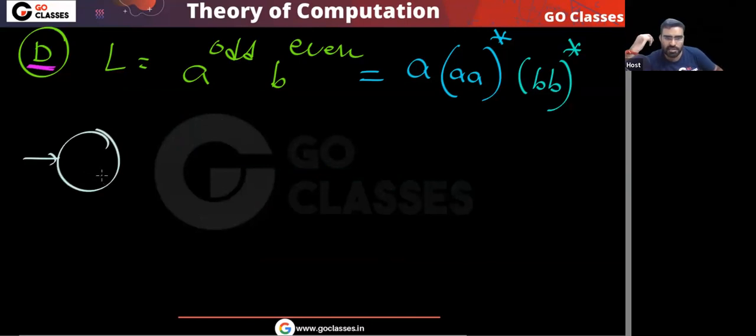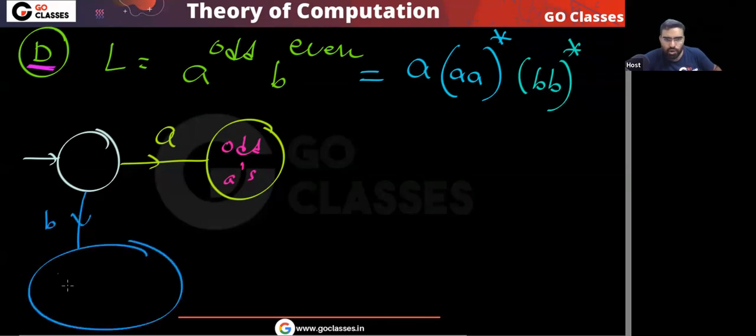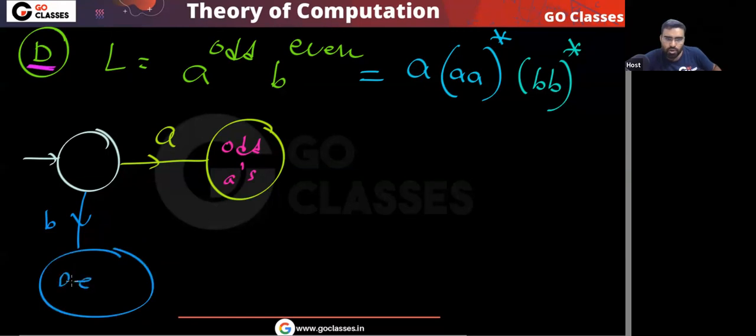This is your initial state. In this initial state, we must have at least one A. Now here we have odd number of A's. In this initial state, if the first symbol is B, what should I do? I should go to dead state because all the hope of acceptance is gone. This is a hopeless situation.